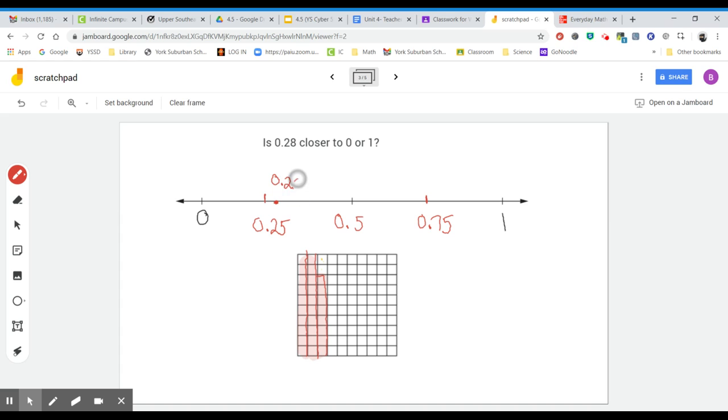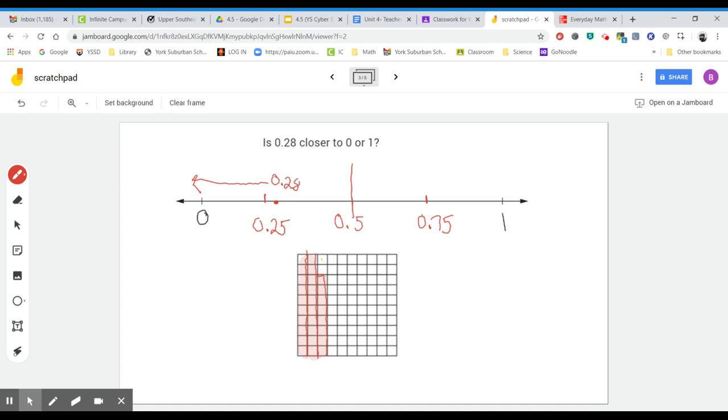Now, is 28 hundredths closer to 0 or closer to 1? Well, I know the halfway point is 5/10, and I'm to the left of the halfway point, so 0.28 would be closer to 0 than it would be to 1. In order to be closer to 1, it has to be greater than 50 hundredths. So 51 hundredths or higher would be closer to 1.